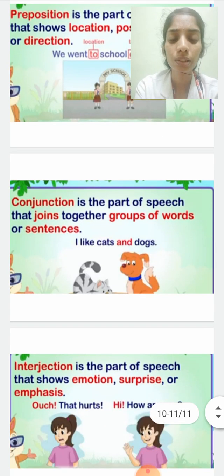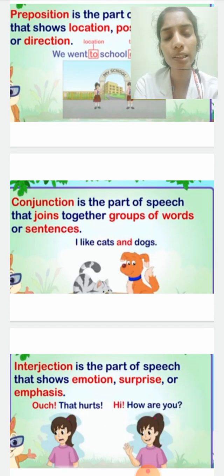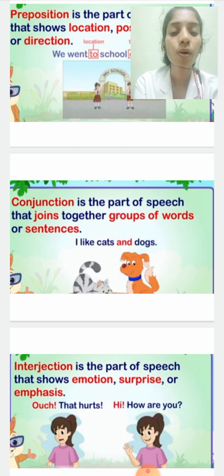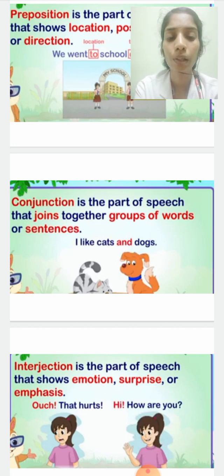So what are conjunctions? Conjunction is a part of speech that joins together groups of words or sentences. It gives a group of words like cats and dogs. When you want to add an additional word to a particular thing, you can use and to define that the sentence is the same. That's why we are using conjunction.